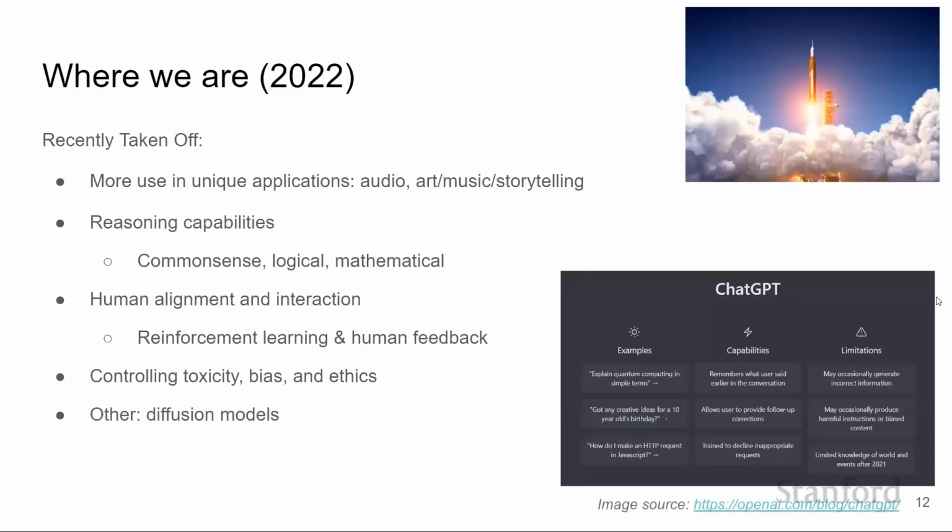Yeah, cool. And this is where we were going from 2021 to 2022, which is we have gone from the verge of taking off to actually taking off. And now we are seeing unique applications in audio generation, art, music, storytelling. We are starting to see reasoning capabilities like common sense, logical reasoning, mathematical reasoning. We are also able to now get human alignment and interaction. We're able to use reinforcement learning from human feedback. That's how ChatGPT is trained to perform really well. We have a lot of mechanisms for controlling toxicity, bias, and ethics now. And a lot of developments in other areas like diffusion models. Cool.